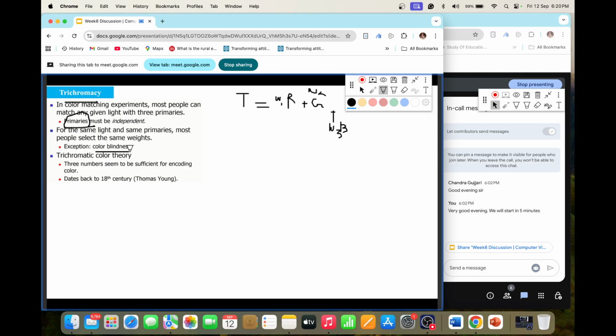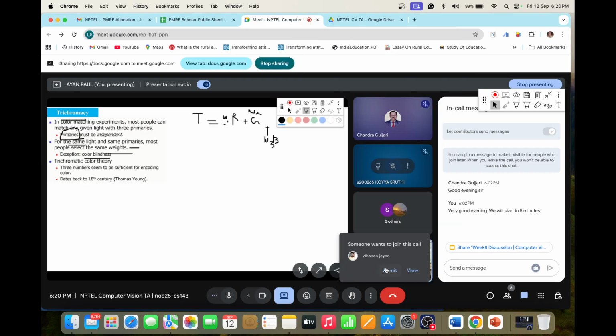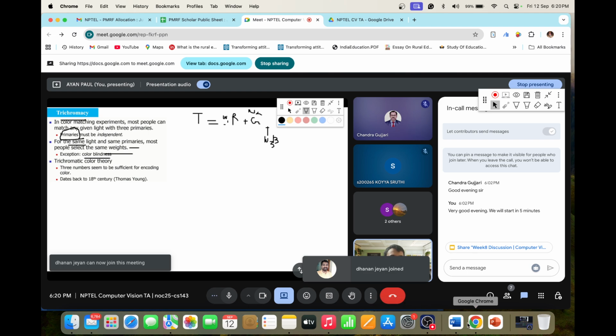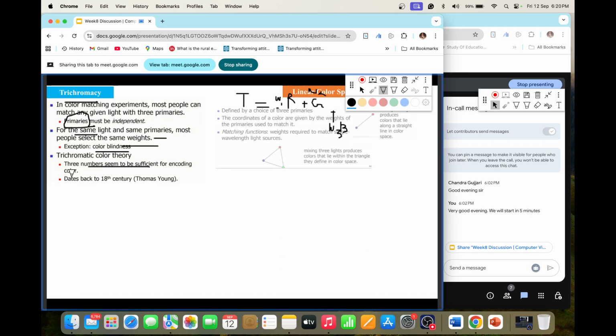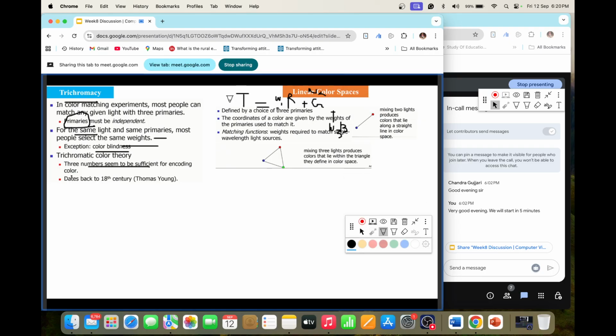The exception is color blindness, because those people cannot see the colors, so for them it is an exception. But for most people, for the same light and same primaries, they will select the same weights, W1, W2 as well as W3. In trichromatic theory, three numbers seem sufficient for encoding color. So this is known as linear color space.